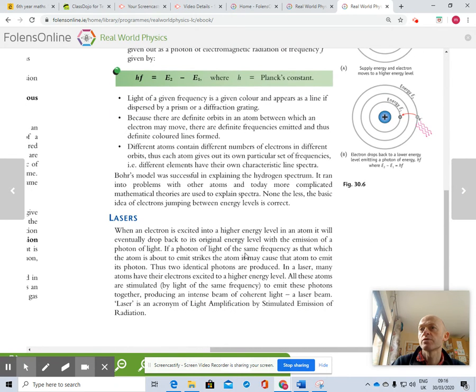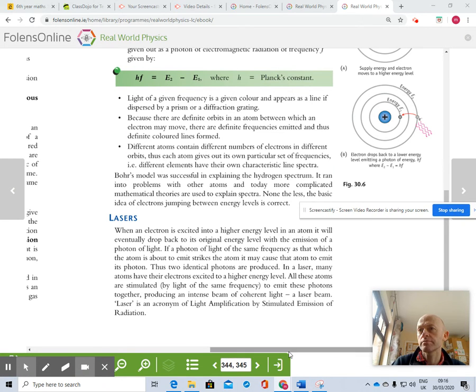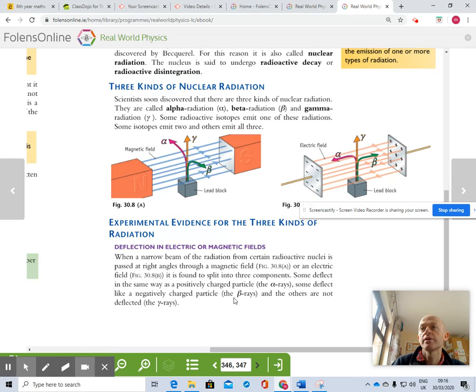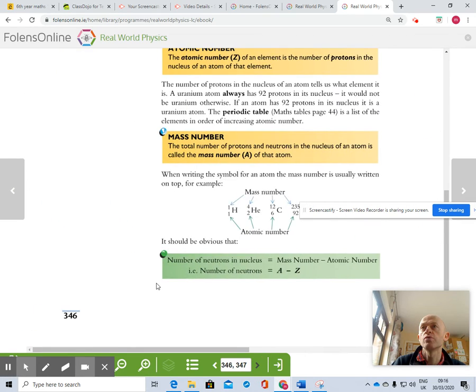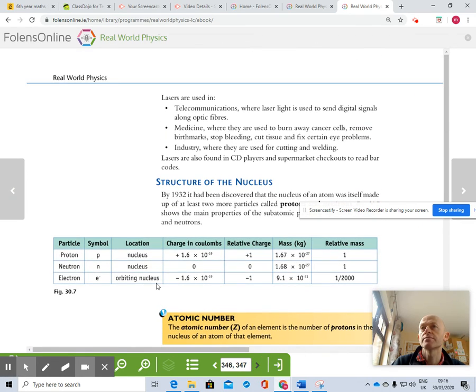An application of that was lasers. And you can read about that there. Now I just want to move on though to the next section.